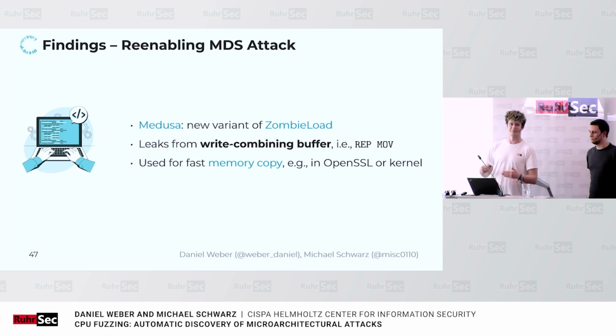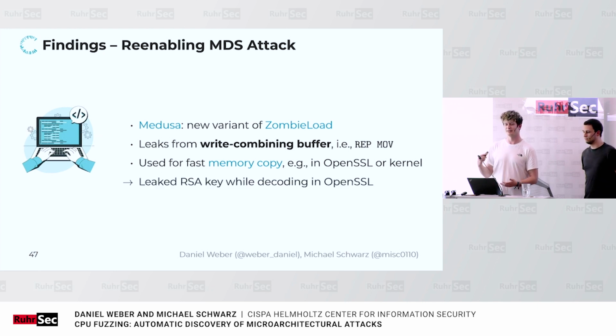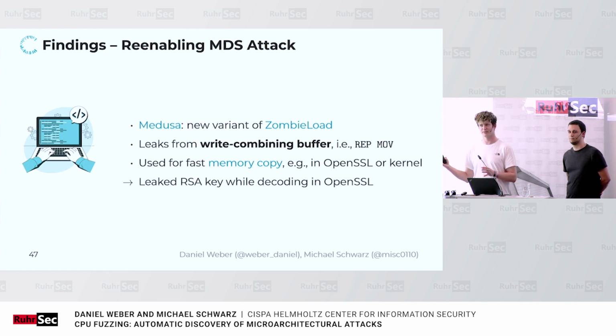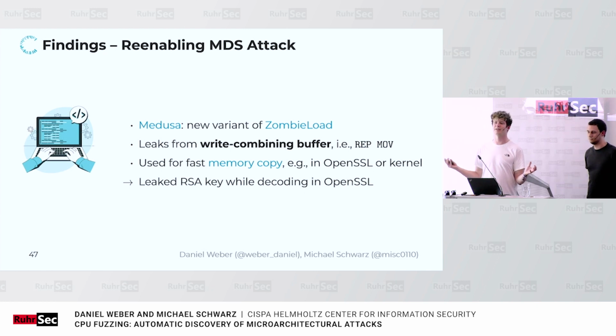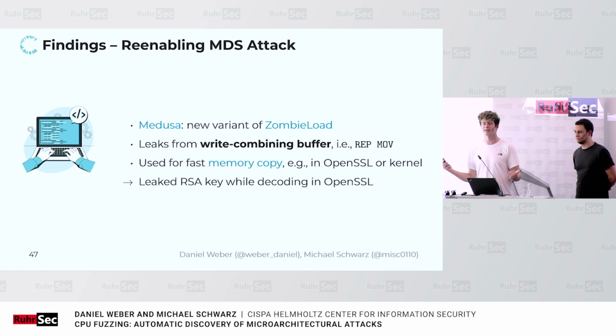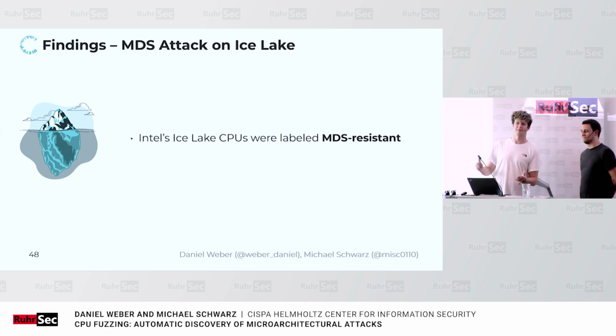And okay, what can we do with that? Well, it turns out you can just leak a complete RSA key while it is decoded in OpenSSL just from another process by just reading thin air, basically. Just a faulting memory access, and you get an entire private key. That's kind of cool.